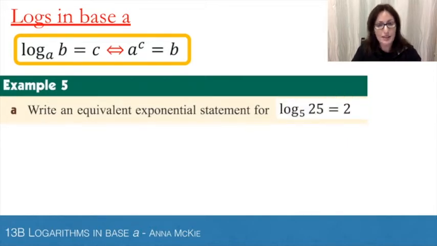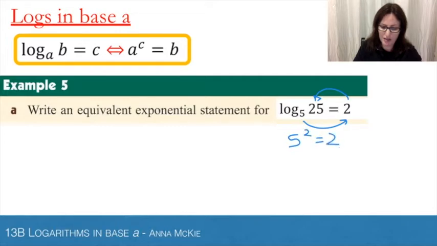Next, now it's a different base. We have base 5 to the power of 2 is equal to 25. So I'm going to write 5 to the power of 2 is equal to 25. And that's fact. We know that that's true.